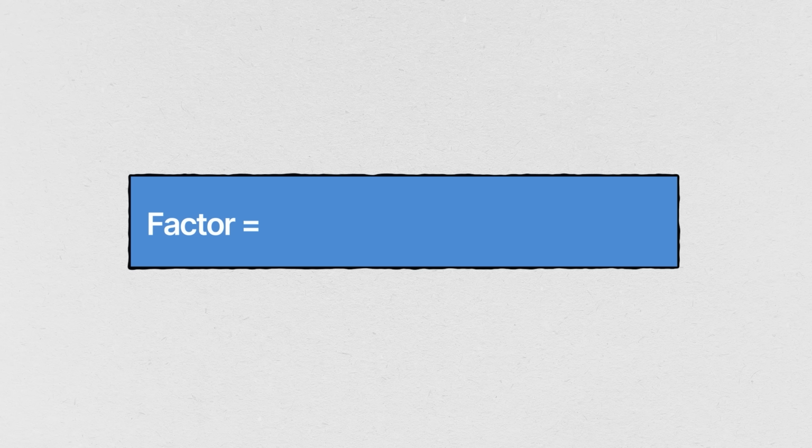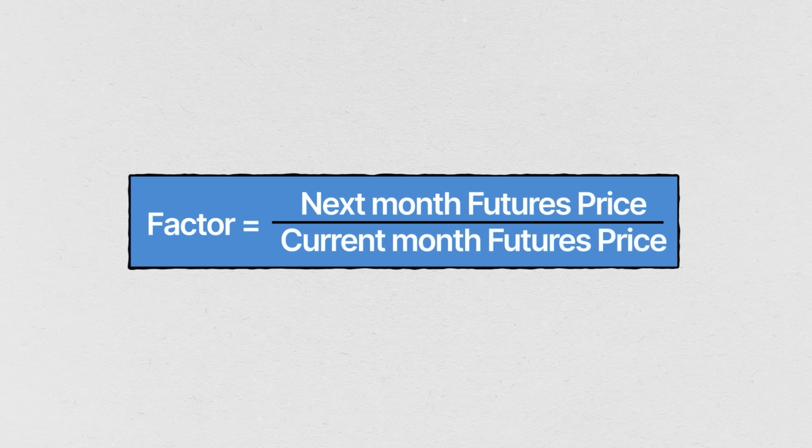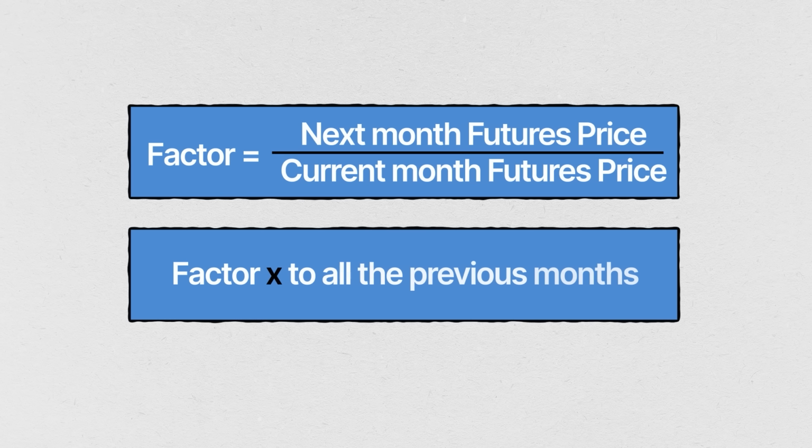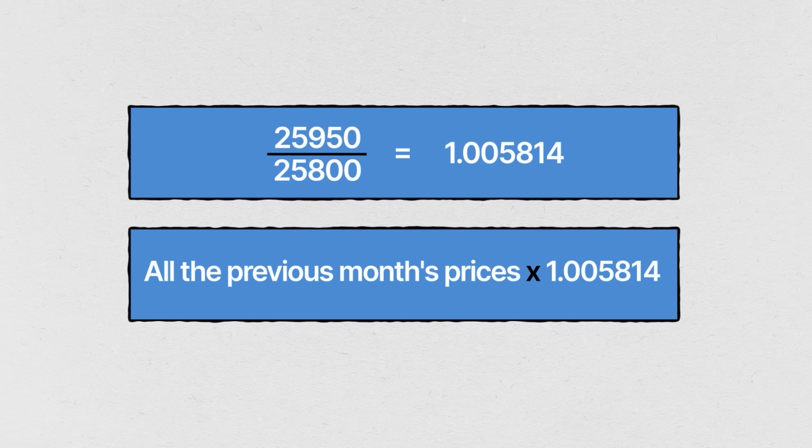To solve this, TradingView follows a proportional back adjustment process, that is, divides the next month futures price by the current month futures price and multiplies that factor to all the previous months. Using our current example, it means 25,950 divided by 25,800, and that will be 1.005814, and all the previous month's prices will be multiplied by this factor.